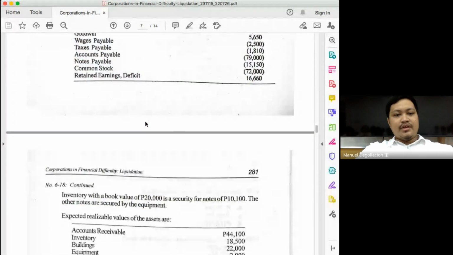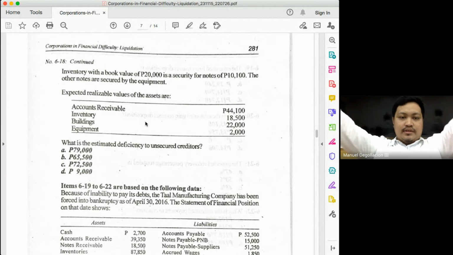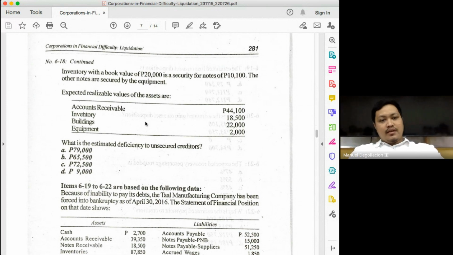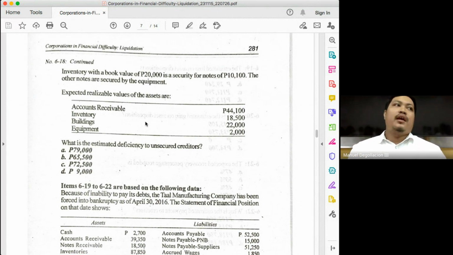So in problem 6-18, the question is what is the estimated deficiency to unsecured creditors? And as mentioned in the initial discussion class, if you're asked for deficiency, basically you're just asked for your negative equity. And the simplest approach to determine your negative equity is to go back to your basic accounting equation, which tells us that assets is equal to liabilities plus equity.